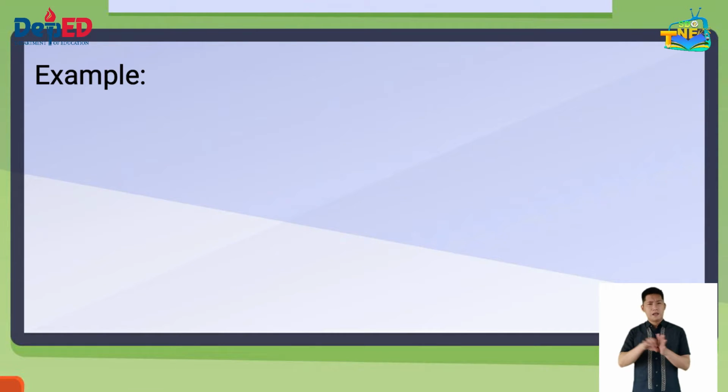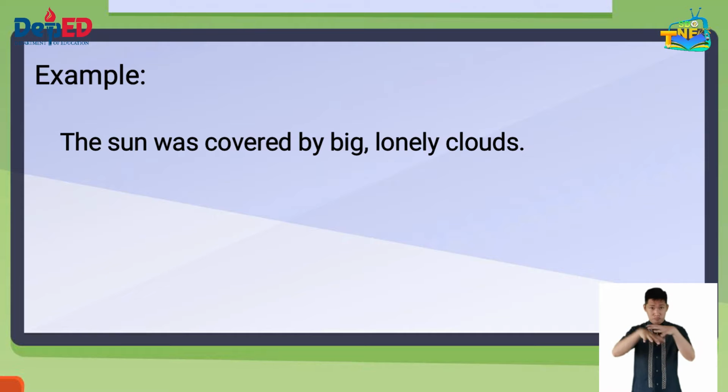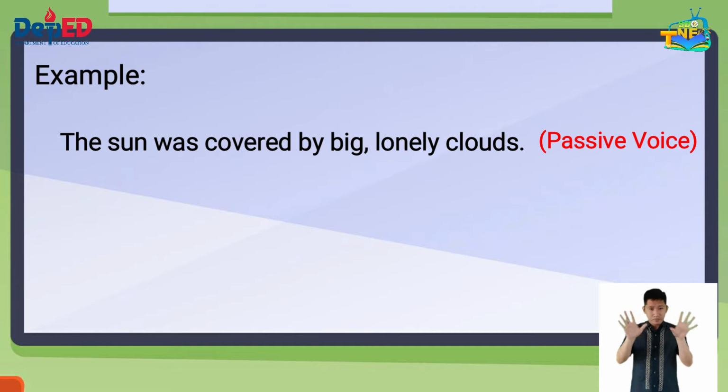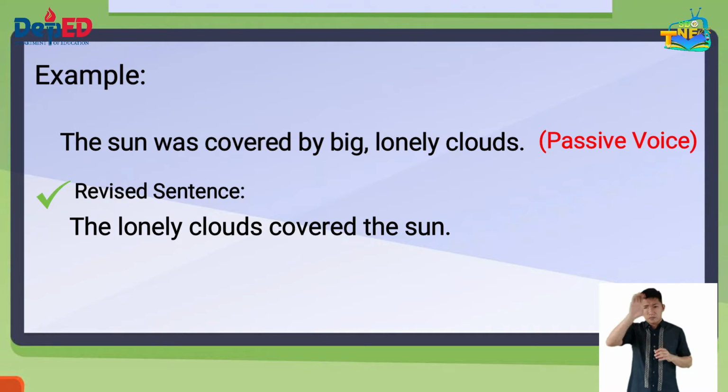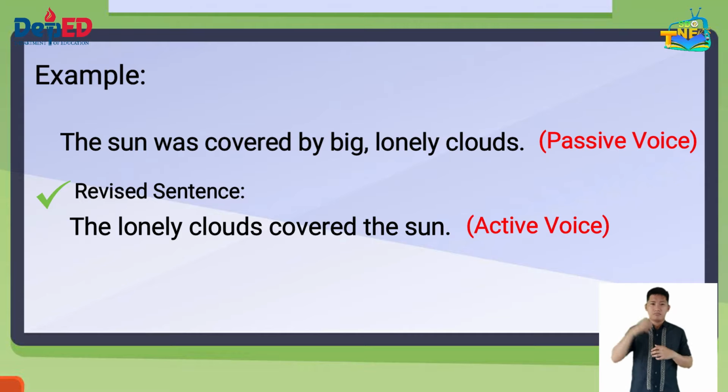For example, the sun was covered by big, lonely clouds. The verb in this sentence is in the passive voice. To make your sentence clearer, rewrite your sentence and use active voice. The lonely clouds covered the sun. As you have noticed, the sentence became shorter but clearer.